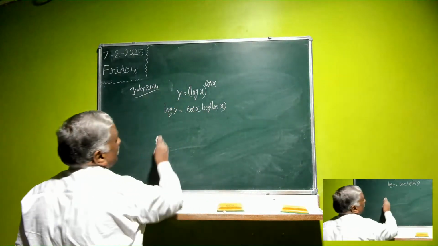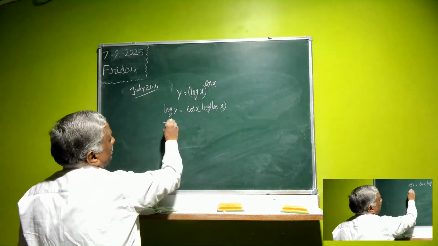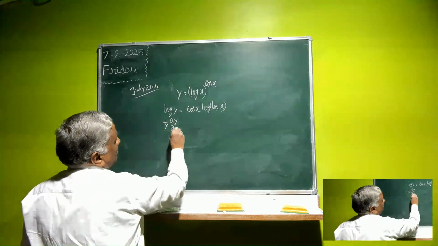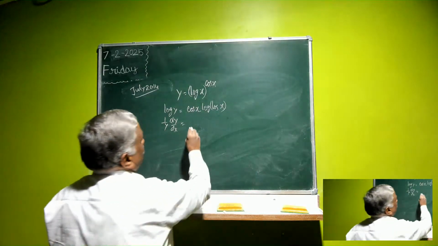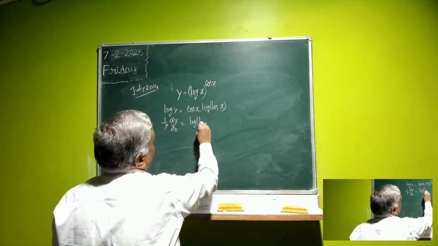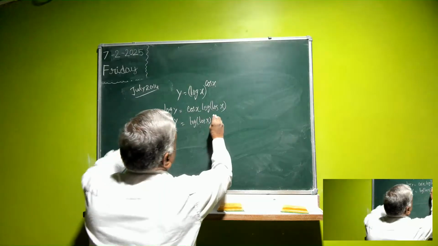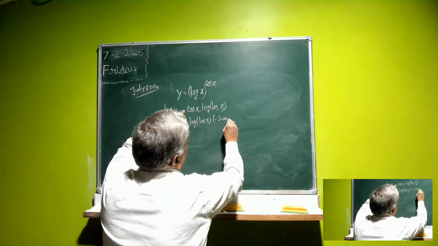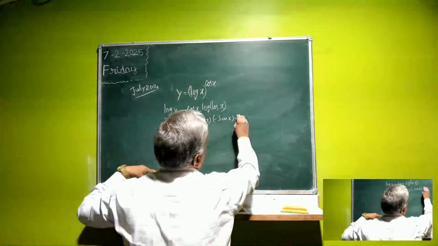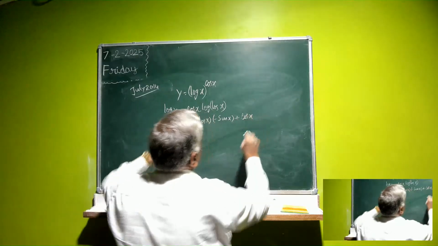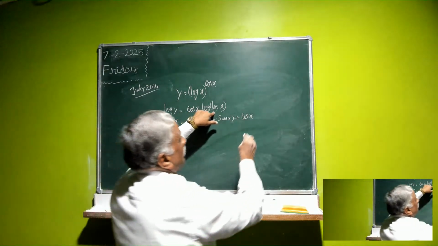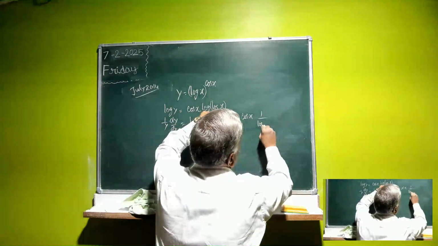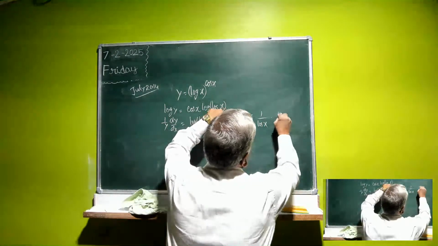Now, differentiate: 1 by y dy by dx is equal to, which rule? Product rule. Keep log of log x as it is. Differentiate cos x, you get minus sin x. Then keep cos x as it is. Now for log of log x you need to use the chain rule. So log of anything gives 1 over the same thing. Then you should differentiate log x from log x.